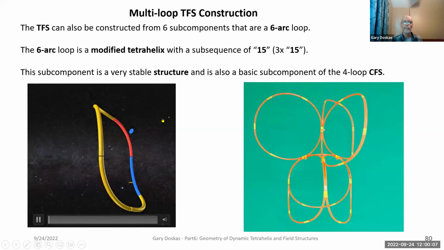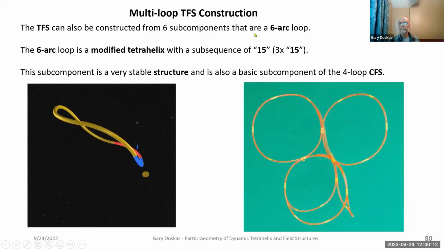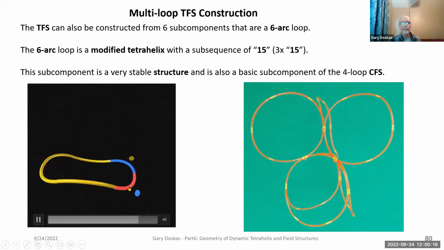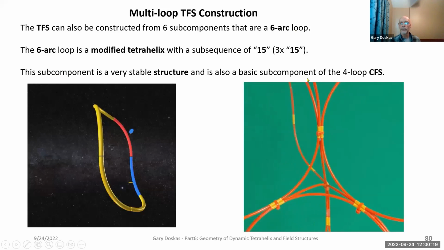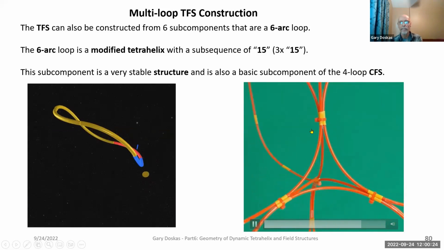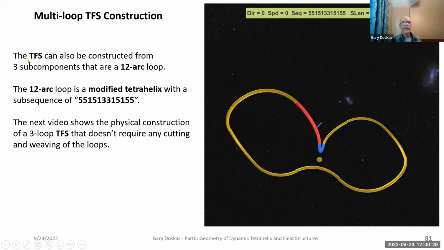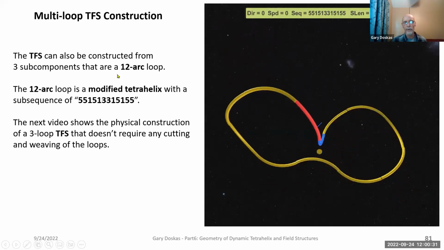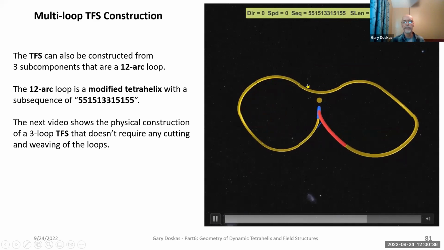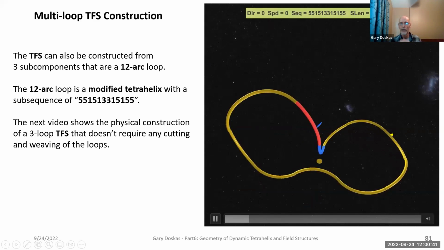Now, you can also build a TFS from 6 subcomponents that are a 6-arc loop that you here see on the left. This is a very stable subcomponent and also shows up in the 4-loop TFS we saw in the earlier video. This is an example of a TFS that we constructed from 3 subcomponents. Now, this is the 12-arc subcomponent that I'll be using in the next video. It uses this subsequence that defines a closed loop structure.